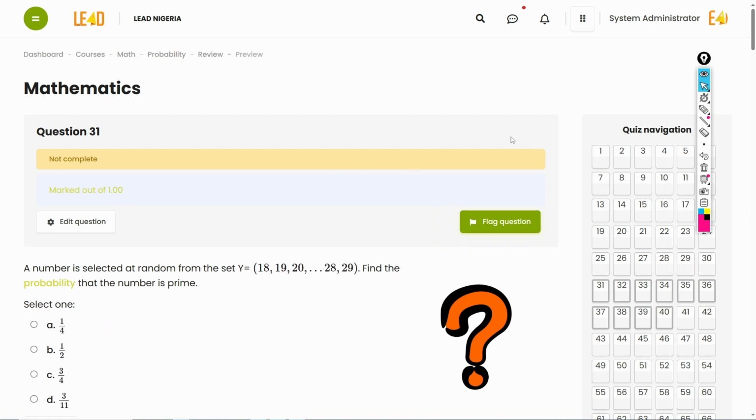Okay, so a number is selected at random from the set 18 to 29. Find the probability that the number is prime. I'll write out everything and we can just pick out the prime numbers, right? So we have 18, 19, 20, 21, 22, 23, 24, 25, 26, 27, 28, 29. What numbers are prime? 19 is prime. 23 is prime. 29 is prime. So that's 3.